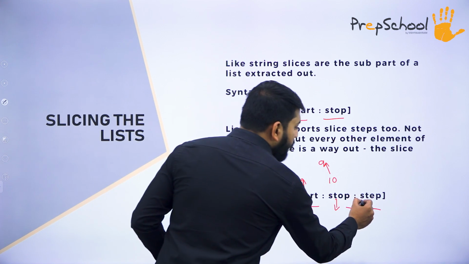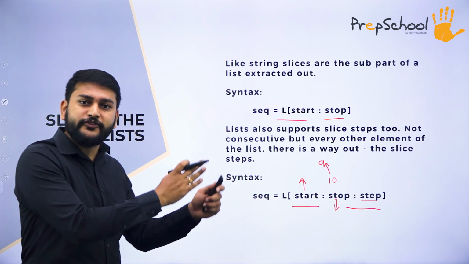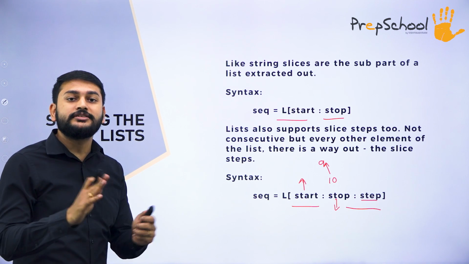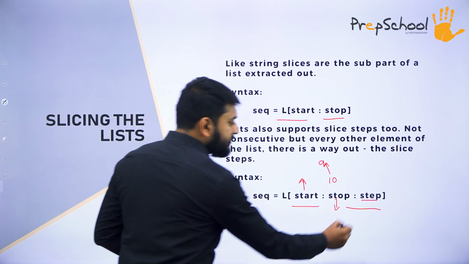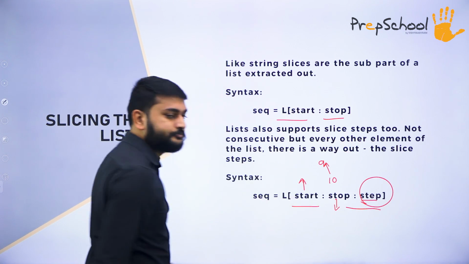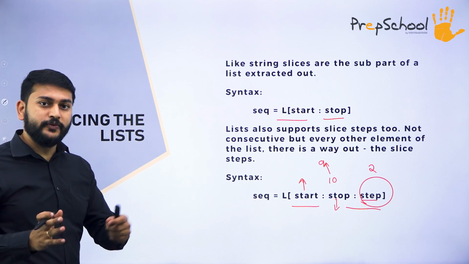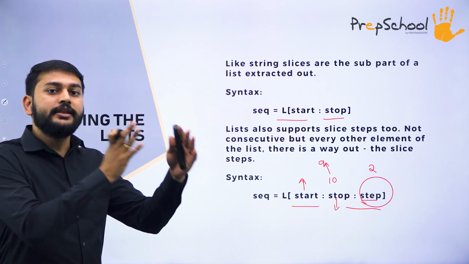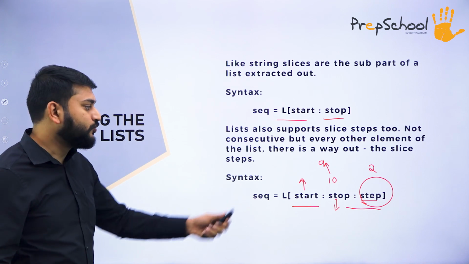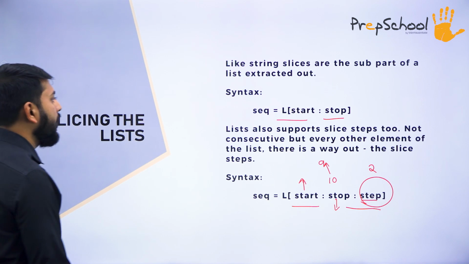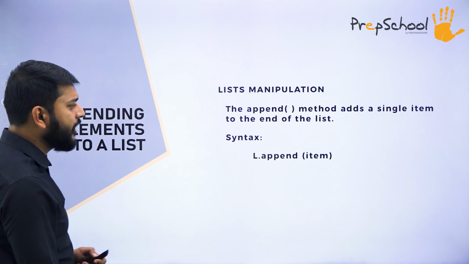And the step value, in the sense what should be the difference between the first item and the next item that you are taking. That is the meaning of step. So that is what you need to understand at this point of time. The difference between the first item and the next item should be 2 is what I'm trying to explain with the step. Moving on to the next one, I have list manipulation.